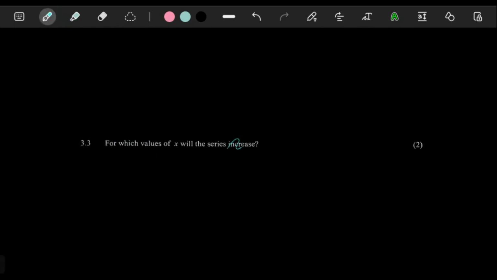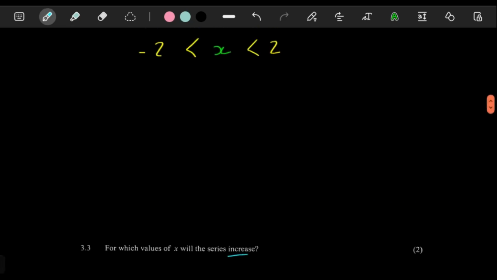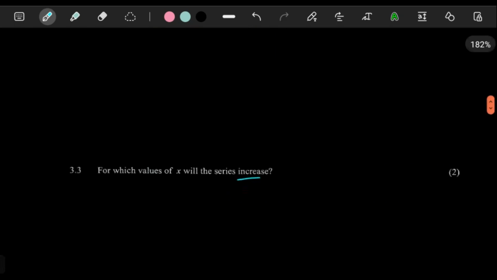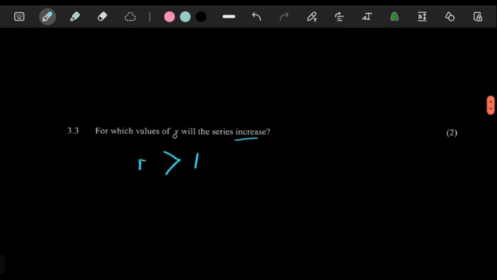Remember, for a sequence to increase, it's all about your common ratio. So if your numbers are going to be getting bigger and bigger, your value of r just needs to be a number that is bigger than 1. Logically speaking, you need to be multiplying by something that is bigger than 1. So for your sequence to increase, r has to be bigger than 1. Since they're asking for the x values where that is happening, we can just throw r here. You see, r is x over 2.